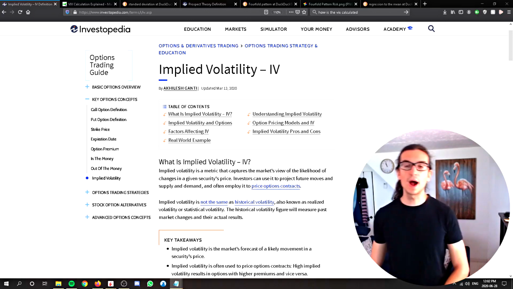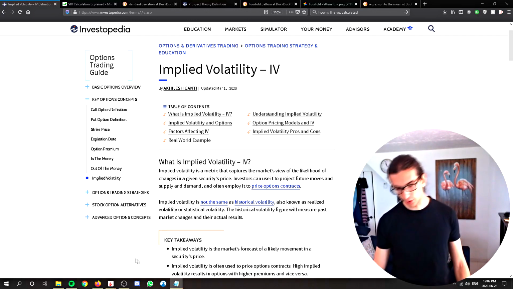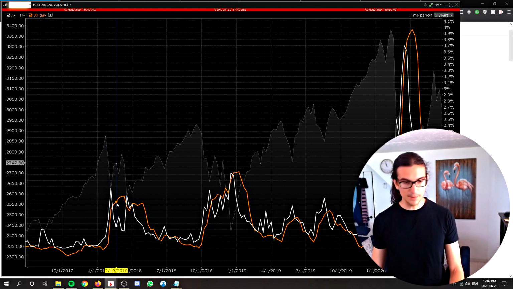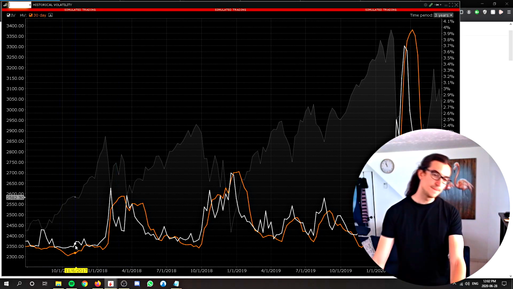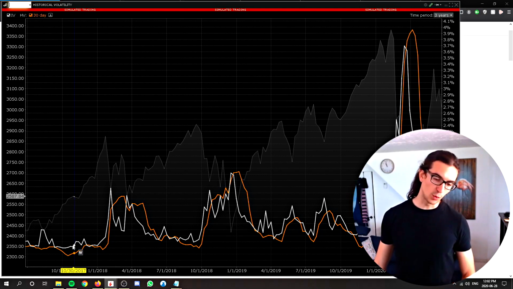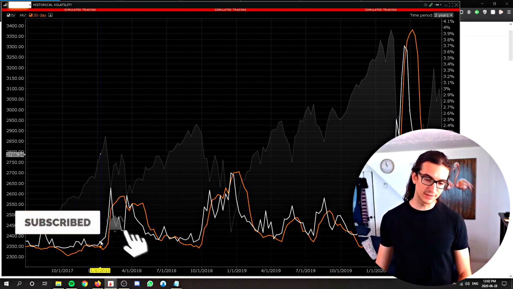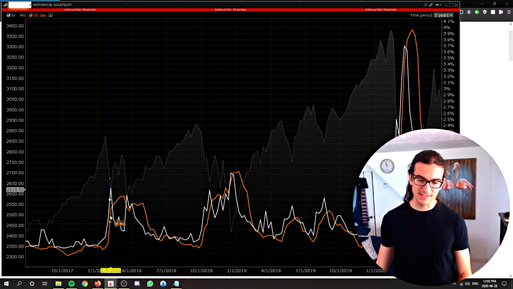The next thing is that implied volatility tends to be overstated. Now we need to explore why implied volatility is overstated. So I'm going to show you a chart right here, and you're going to look at this. This is implied volatility against 30-day historical volatility for the S&Ps over the last 3 years. Now the white line is implied volatility, and you can see that the majority of the time the white line is above the orange line.